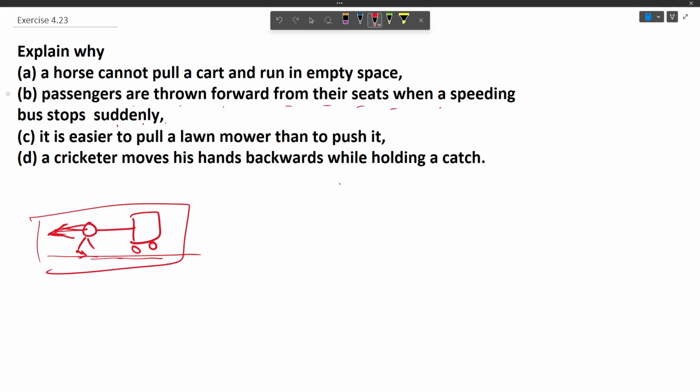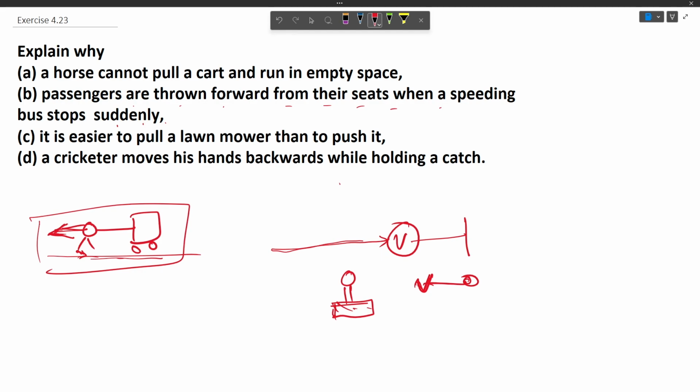bus suddenly stops. So here the case is that when a bus is moving with a constant speed, let us assume that it is moving at a speed v and it is suddenly stopped. What happened is that the momentum of the bus suddenly reached zero, that is, from v its speed reached zero. Now what was happening initially was that, let us assume that this is a person who is sitting on the seat.